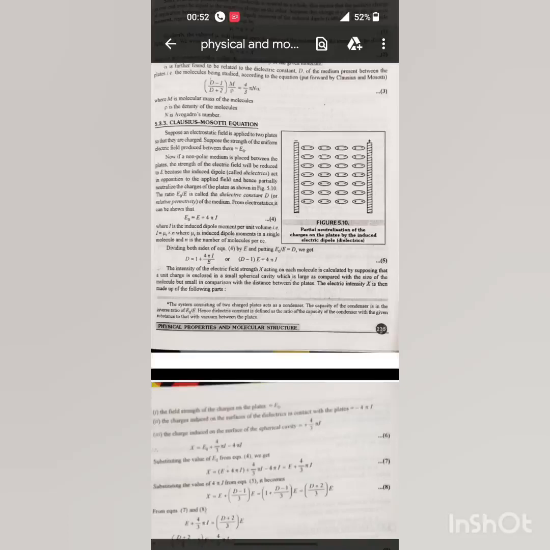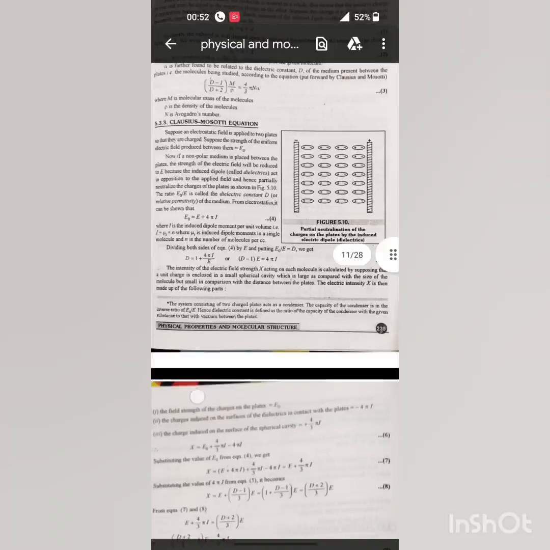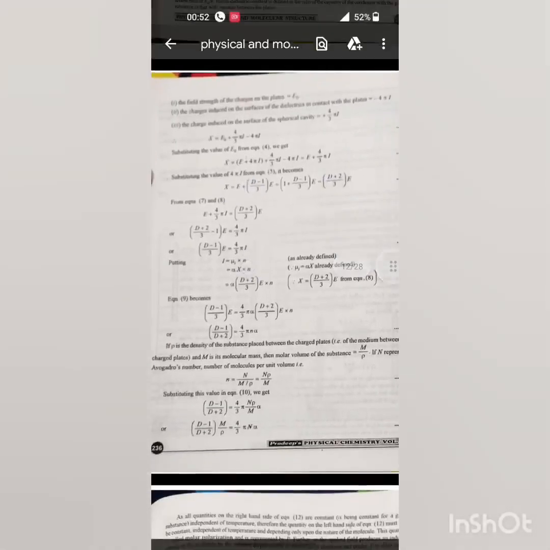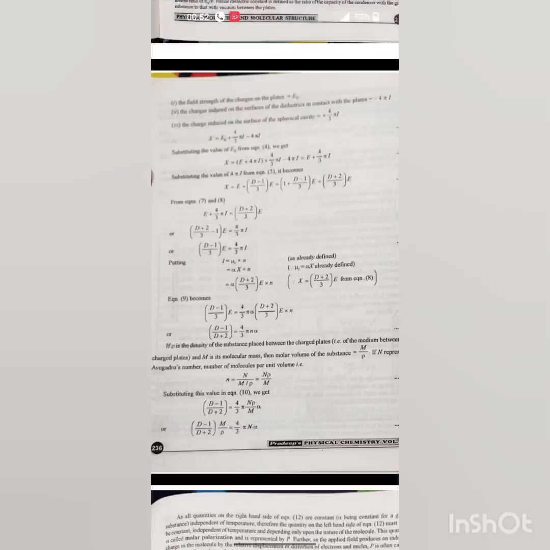The intensity of electric field strength X acting on each molecule is calculated by supposing that a unit charge is enclosed in a small spherical cavity which is large as compared with the size of the molecule but small in comparison with the distance between the plates. The electric intensity X is then made up of the following parts. First, the field strength of the charges on the plates is equal to E naught. The charges induced on the surfaces of the dielectrics in contact with the plates is equal to minus 4 pi I.